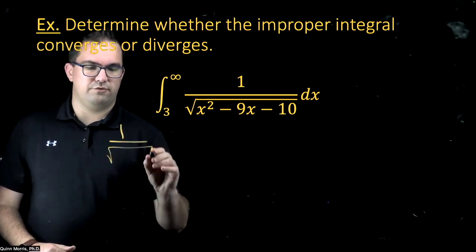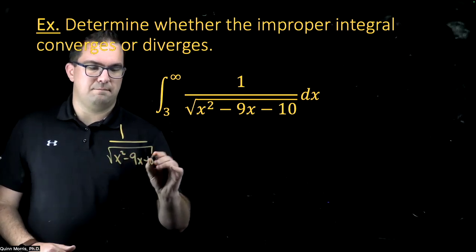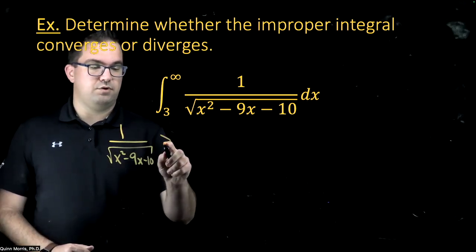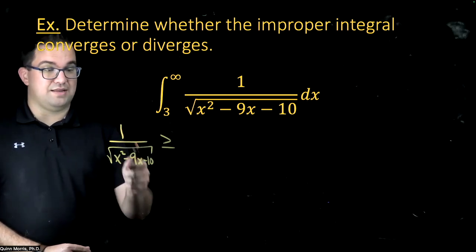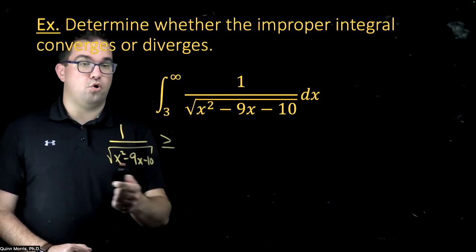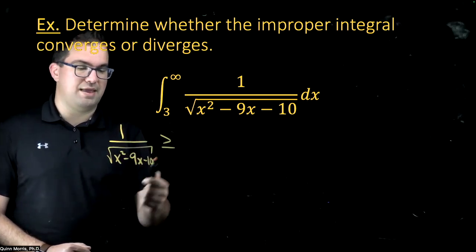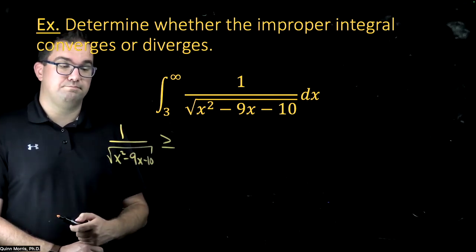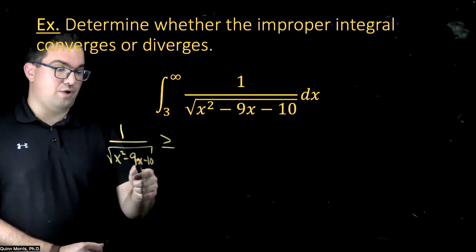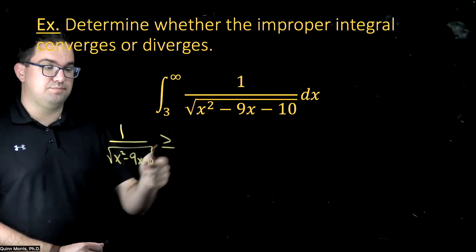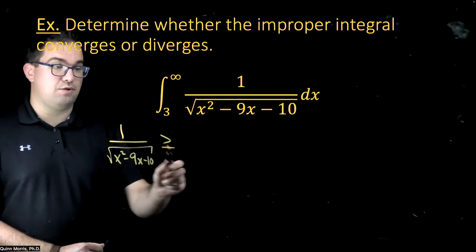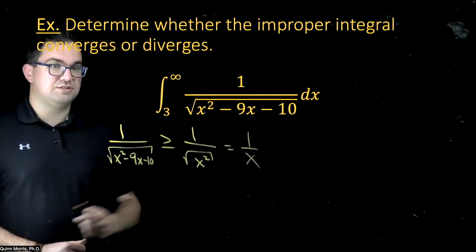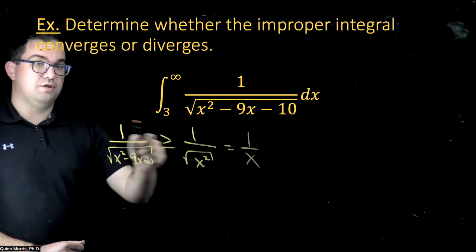So we have 1 over the square root of x squared minus 9x minus 10. Now let's see. I want to make this function smaller. If I want to make this function smaller, I could make the top smaller, or I can make the bottom bigger, right? Making the denominator of a fraction larger will make the overall value smaller. So how can I make this bigger? Well, I'm subtracting off 9x here, and x is between 3 and infinity, so it's positive. So these are all subtractions. If I got rid of those subtractions, that would make the bottom larger.